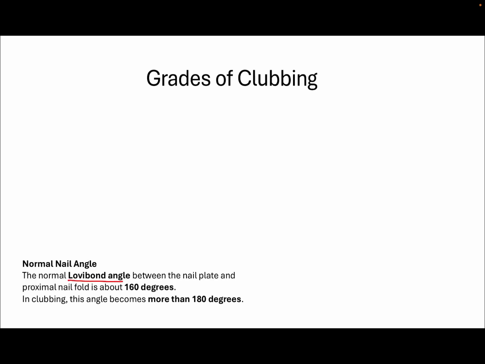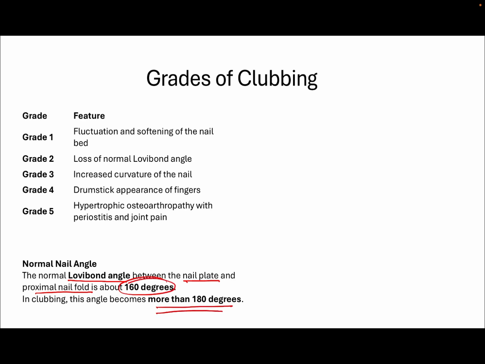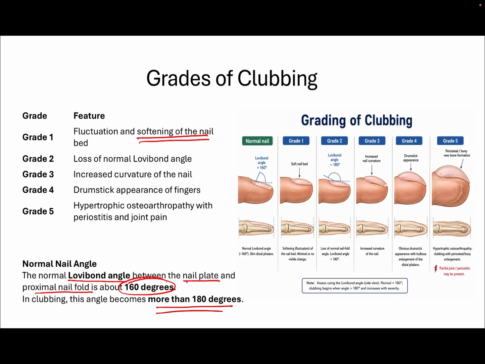So what are the grades of clubbing? The normal Lovibond angle between the nail plate and the proximal nail fold is 160 degrees. In clubbing, this becomes more than 180 degrees. In grade 1, there will be fluctuation and softening of the nail. In grade 2, there will be normal Lovibond angle. In grade 3, there will be increased curvature of the nail. In grade 4, there will be drumstick appearance. In grade 5, there will be hypertrophic osteoarthropathy with periostitis and joint pain.